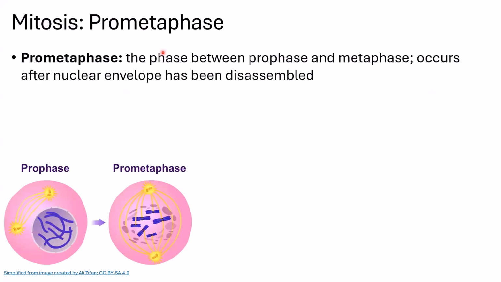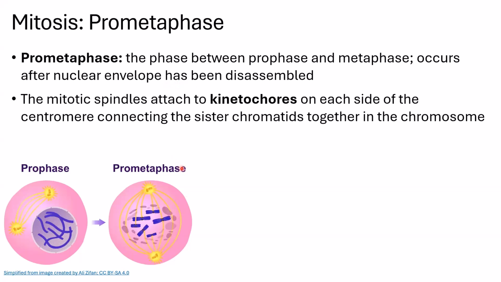Prometaphase is essentially named for being the phase between prophase and metaphase. It starts after the nuclear envelope is completely disassembled. During this phase, the mitotic spindles attach to the kinetochores, which are proteins found on each side of the centromere that allow for spindle attachment. The centromeres themselves are still holding the sister chromatids together.